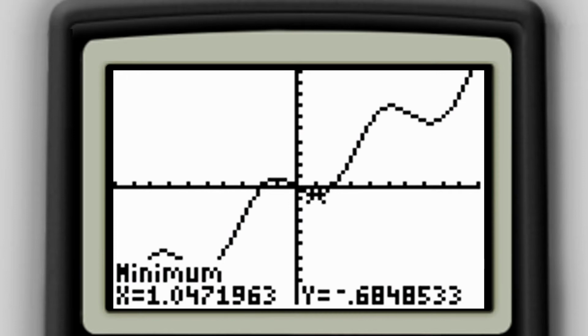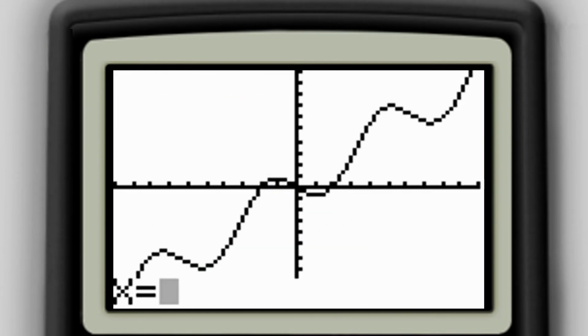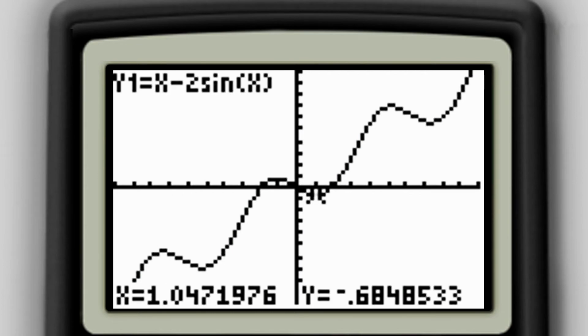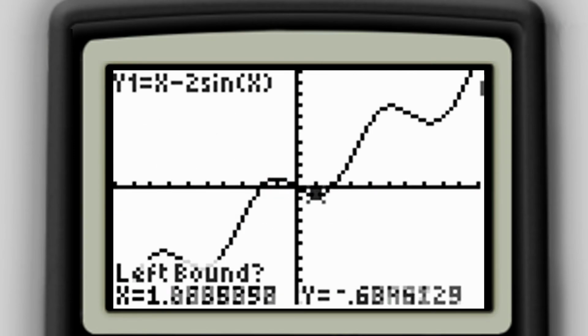Now, just as something interesting to try, let's evaluate the function at pi over 3. So if you use your evaluate key and evaluate that function, you're going to get the negative 0.685. So it's going to evaluate it right at that minimum point. Now we're going to do the whole process over again for the maximum. So let's go ahead and calculate the maximum.